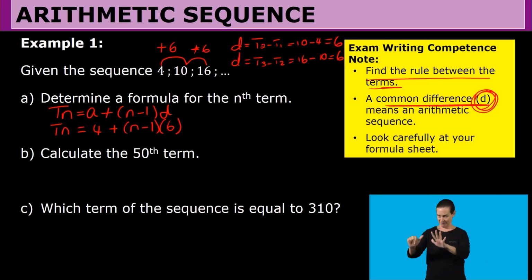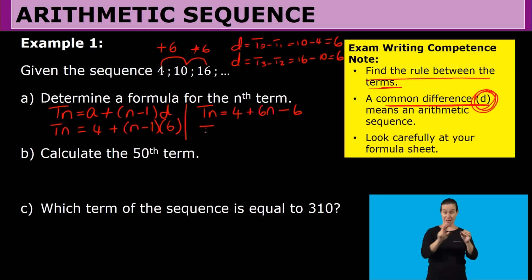And then we know that when we simplify or we multiply that common difference into that bracket, we will have 4 plus 6n minus 6. Remember that 6 is going to be negative because it is going to multiply with that negative 1. And of course, as our final answer, we are going to have Tn is equal to 6n minus 2. And that's going to be our Tn.